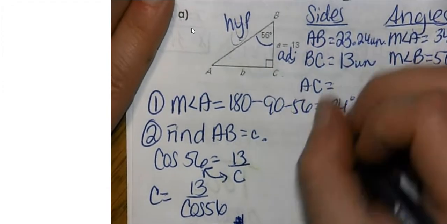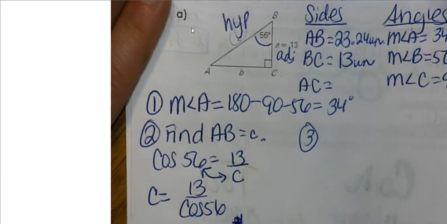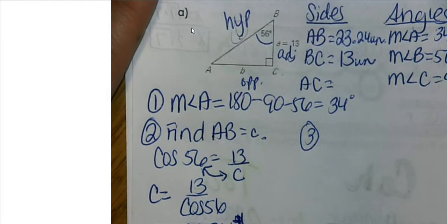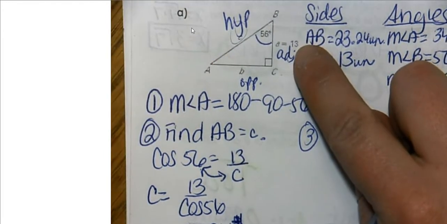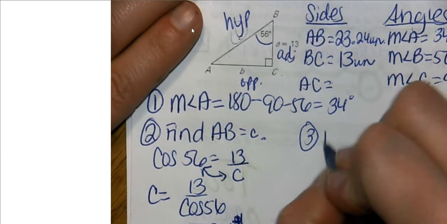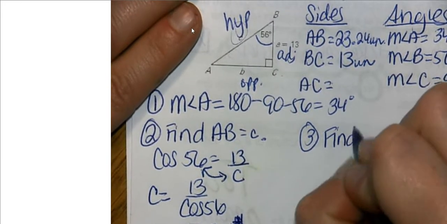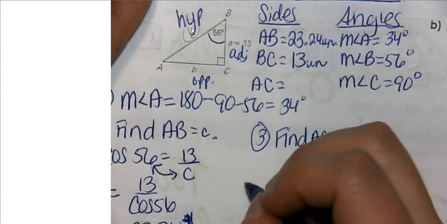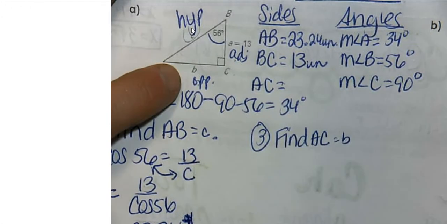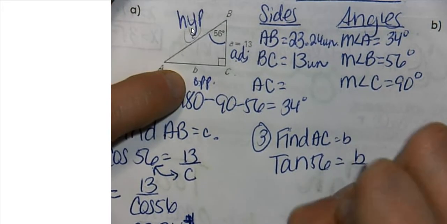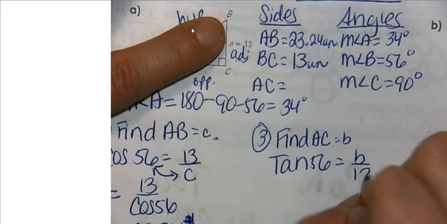All right, let's go ahead and find AC. So AC is the opposite with respect to 56 degrees. And I already know, always working with given information, I know 13. So that means I'm going to find AC, also known as little b, by using tangent. Opposite, adjacent, that's tangent. So the tangent of 56 is equal to the opposite, which is little b, divided by the adjacent, which is 13.